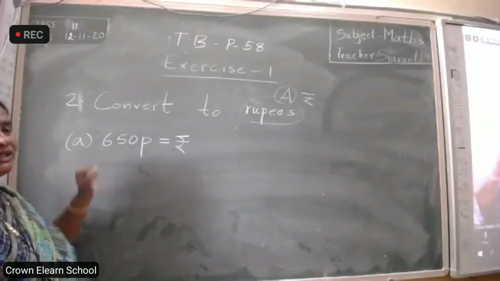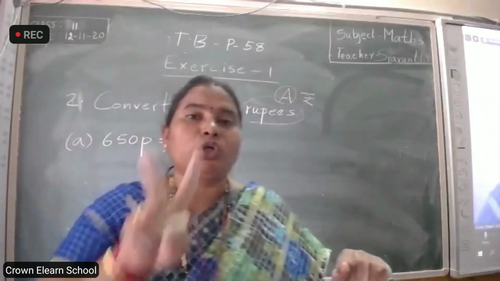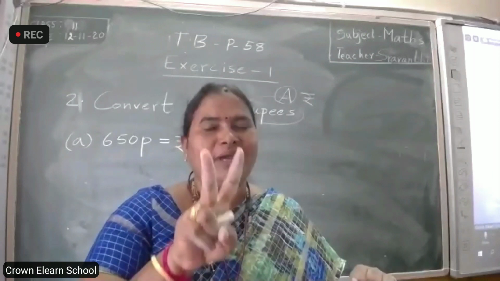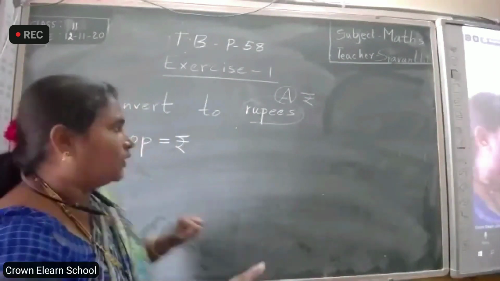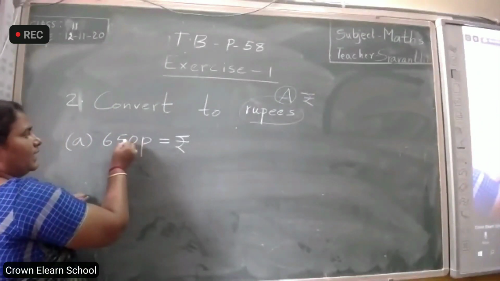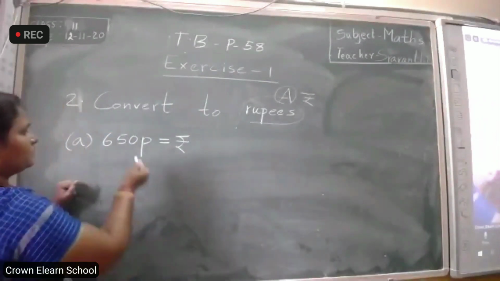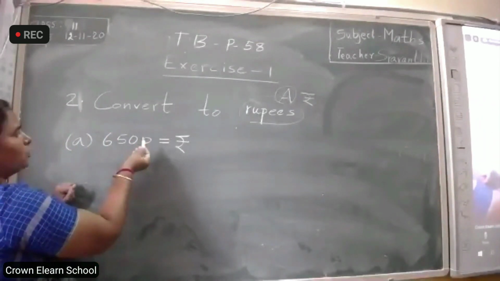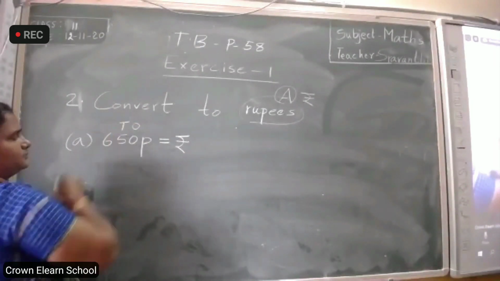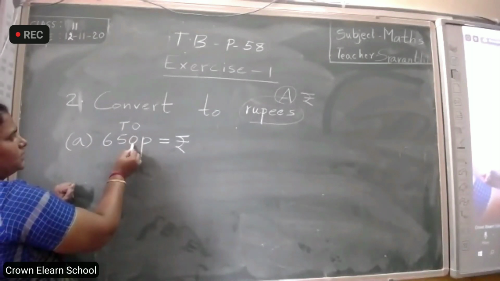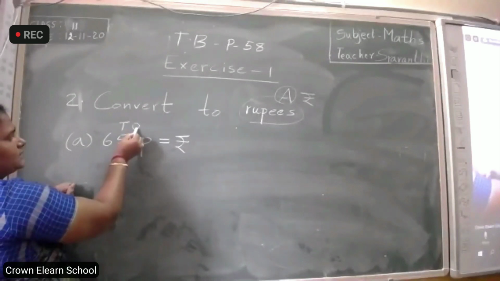How will you do this? For the paise column, we need 2 digits, I said yesterday. So, ones place and tens place. 650 is a 3-digit number, so from the last we count. Ones and tens only, no? You can also say 0 is in the ones place, 5 in the tens place. So keep the places ones and tens.